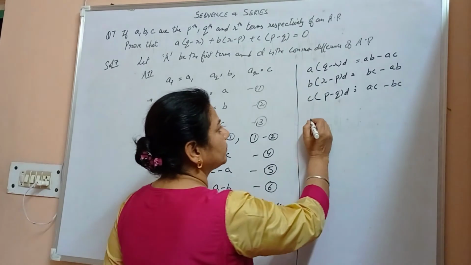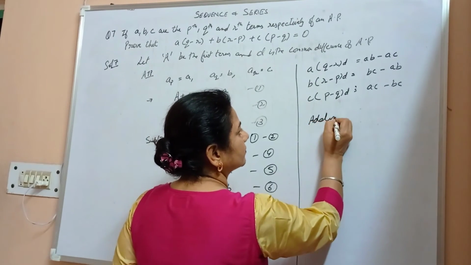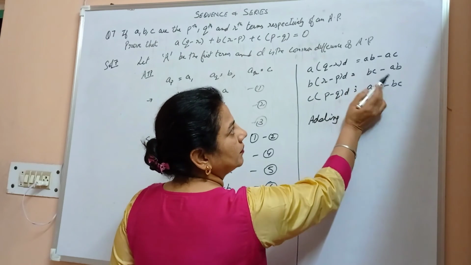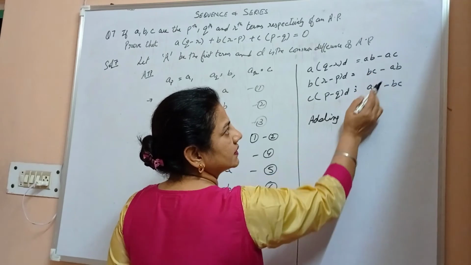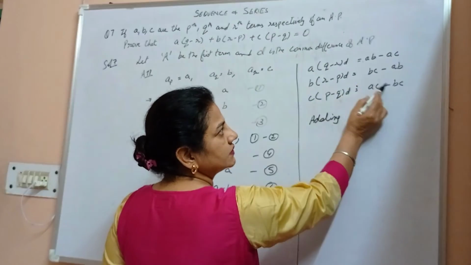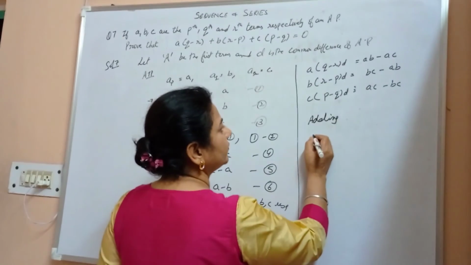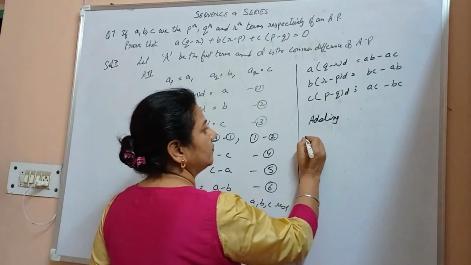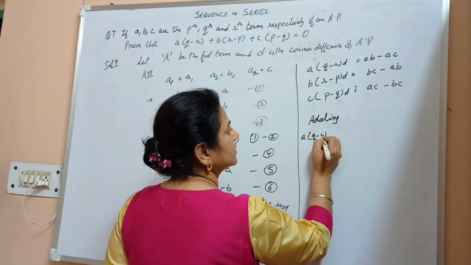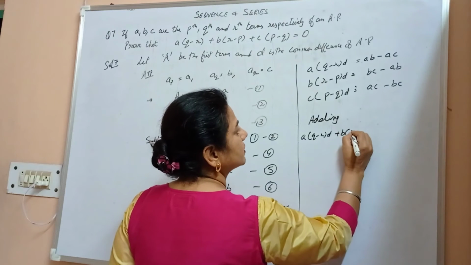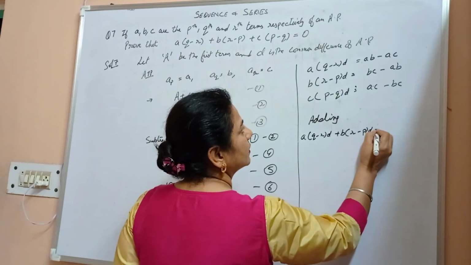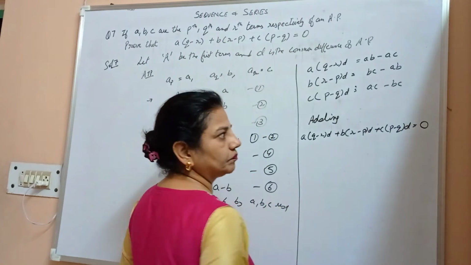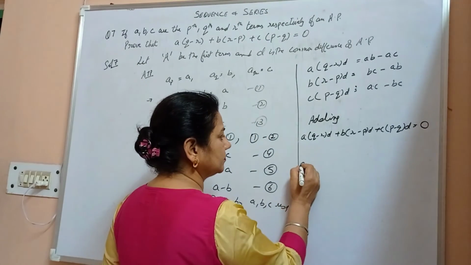Adding all this, what should I get? Adding these equations, AB minus AB cancels out, minus AC plus AC cancels out, BC minus BC cancels out. I am left with my right hand side as 0. I have only the left hand side. So I have A times (Q minus R)D plus B times (R minus P)D plus C times (P minus Q)D equals 0. Take D common from this.